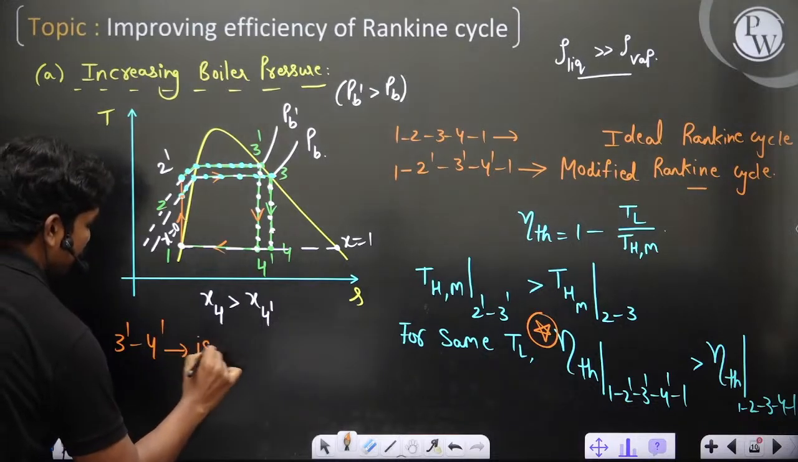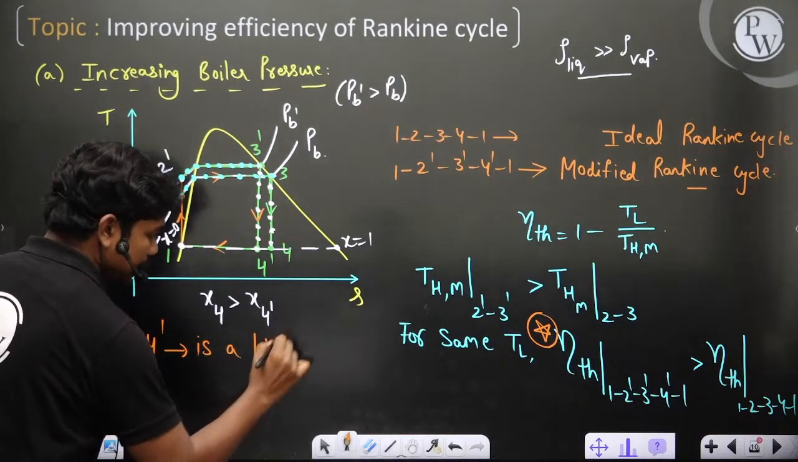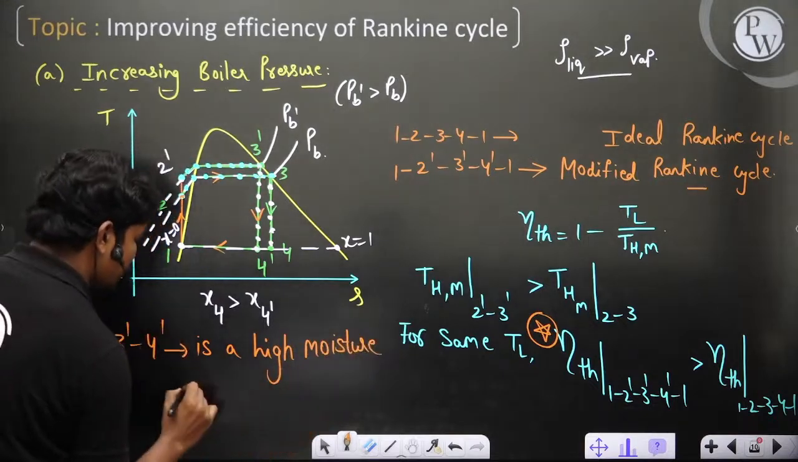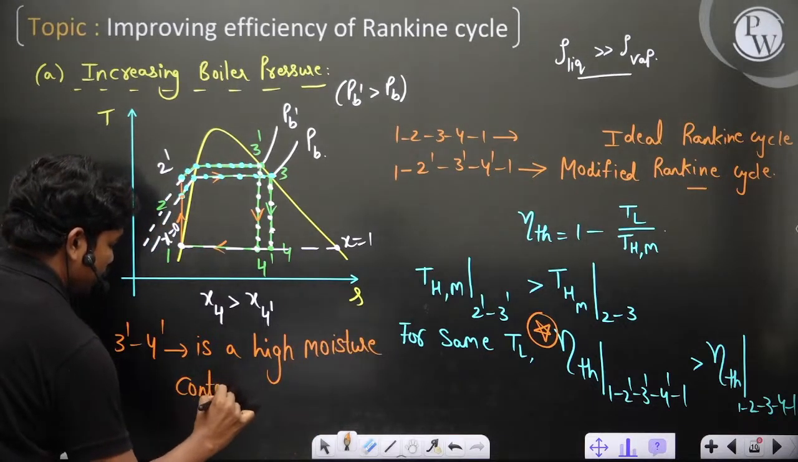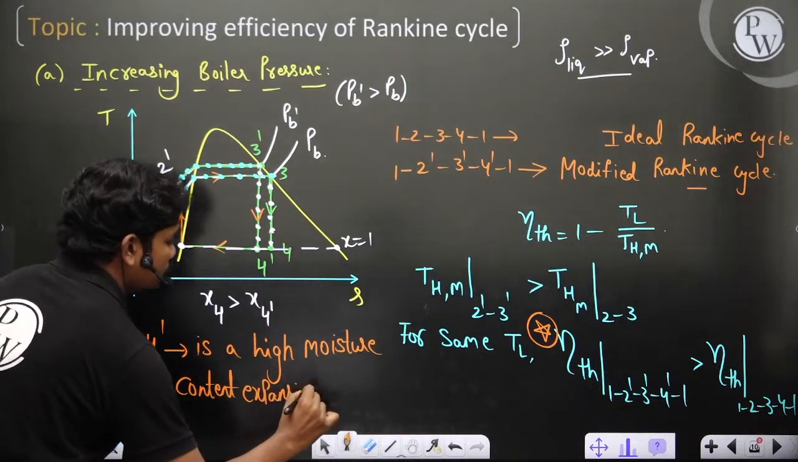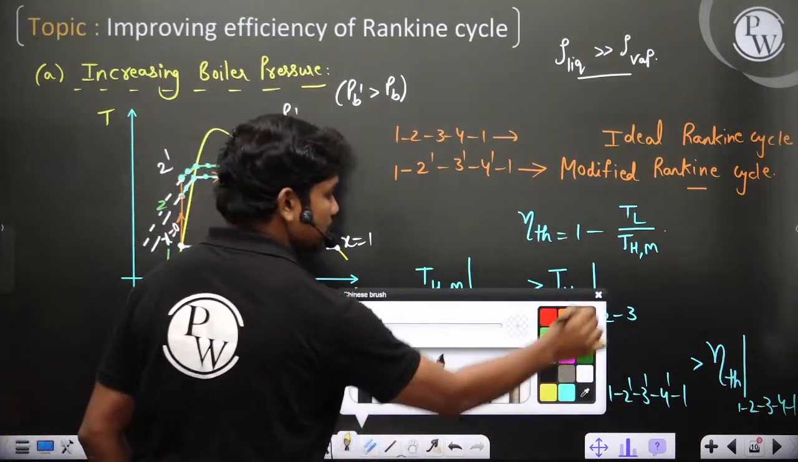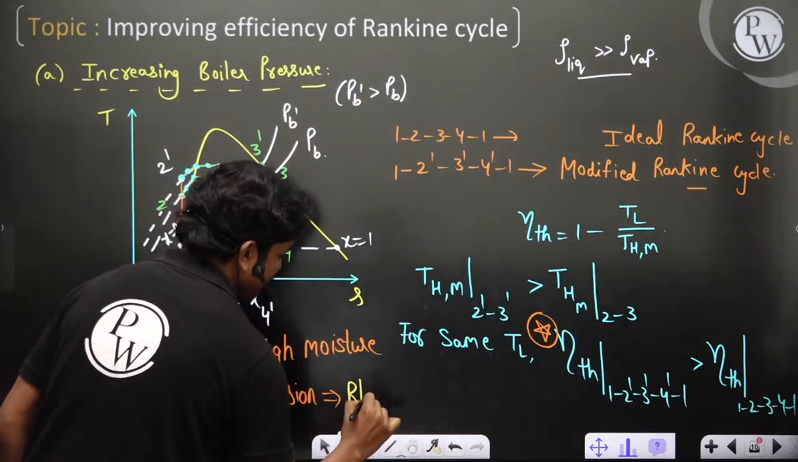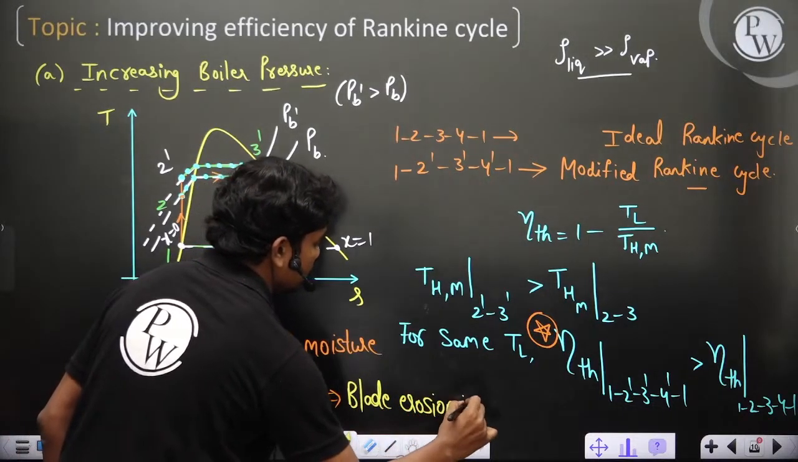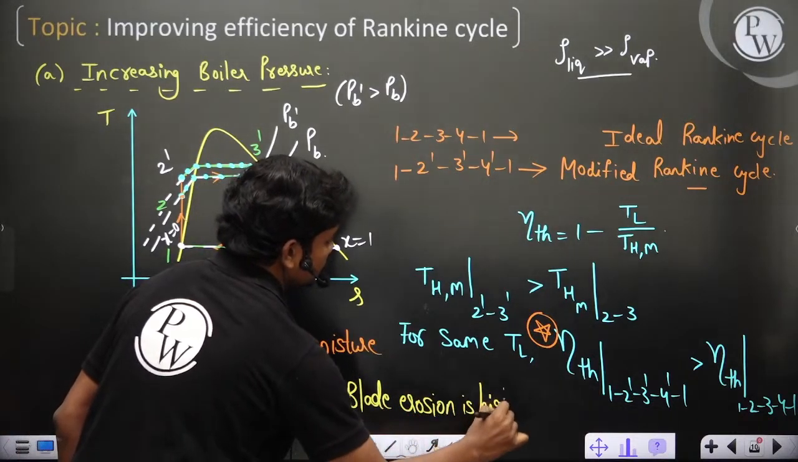is a high moisture content expansion. This implies blade erosion. Blade erosion is high.